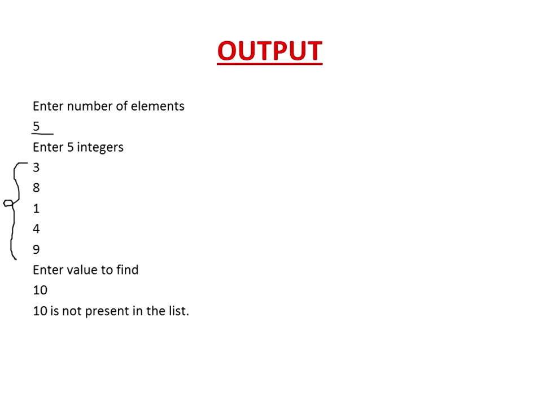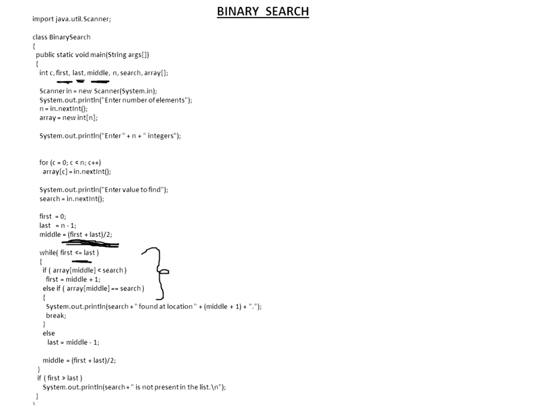And if you see the output of this program, it will be like the first one: first of all you have to enter the number of elements, then you have to enter the integer values, the number that you want to find, and then it will tell whether it is present or not. In our case, it is not present, so the output is "not present in the list". If it is present, it will tell you that yes, this data item is present, and it will also tell you the location.